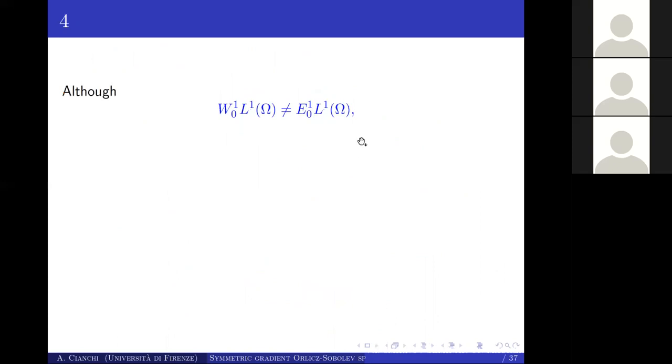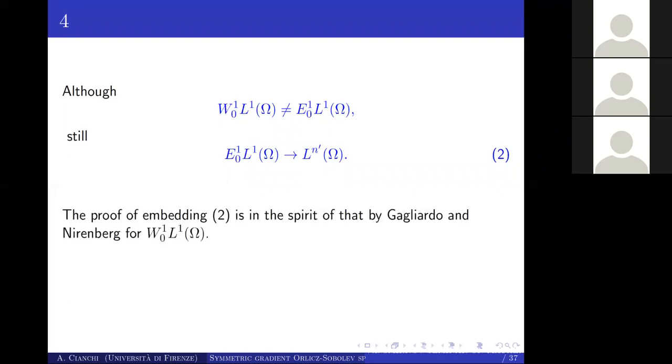Now, as I mentioned, since Korn inequality fails for p equals 1, in fact the two spaces, the full classical and the symmetric Sobolev space, are different when p is 1. However, the same embedding that holds for the space W^{1,1} is true also for the corresponding space with symmetric gradient in L1, which means that this space is embedded into L^{n'}, where n' now agrees with the Sobolev conjugate of 1, as you know.